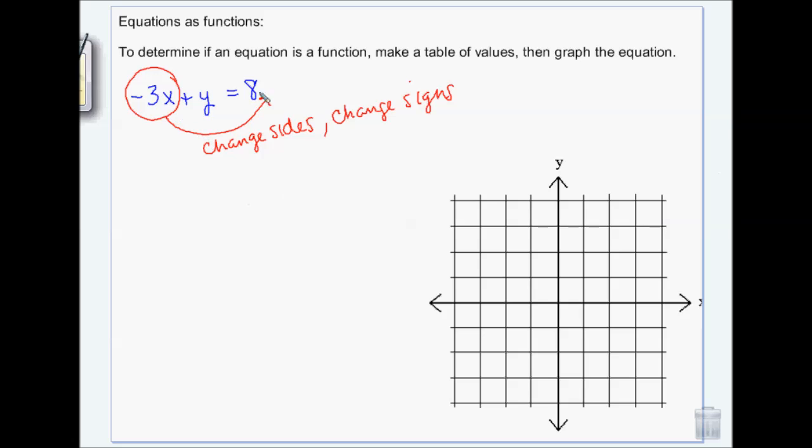So if I pick this up and I move it, it's now positive. And that'll just make it easier for doing your table. I always like to put in 0. 0 is nice because 0 makes things go away. So if I plug in a 0 here, I get 8 plus 0. So that's 8.